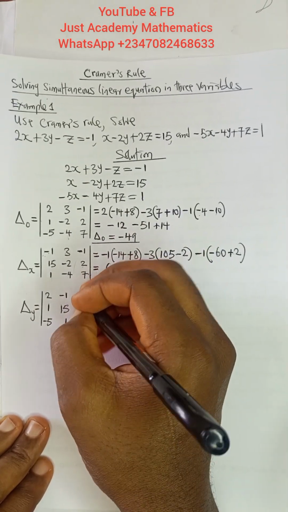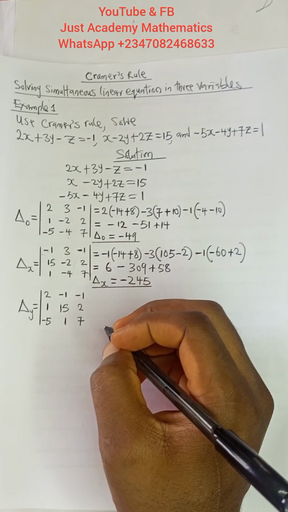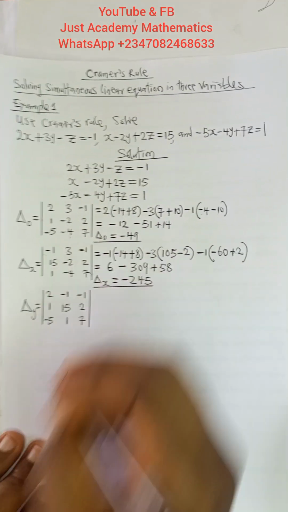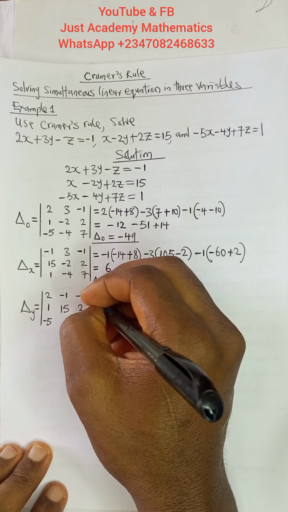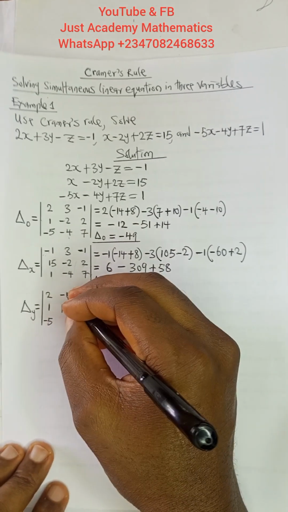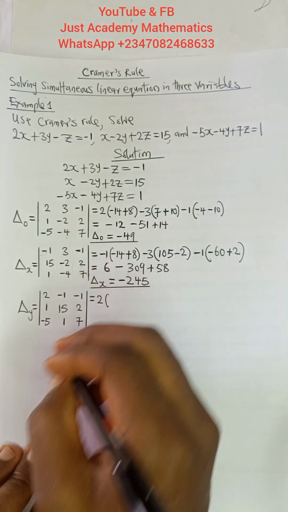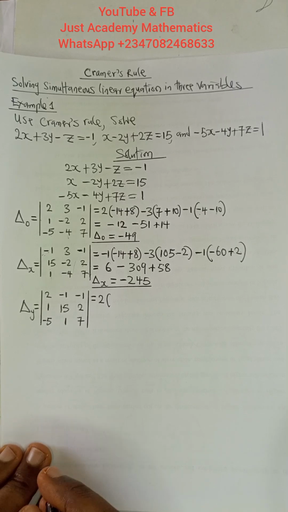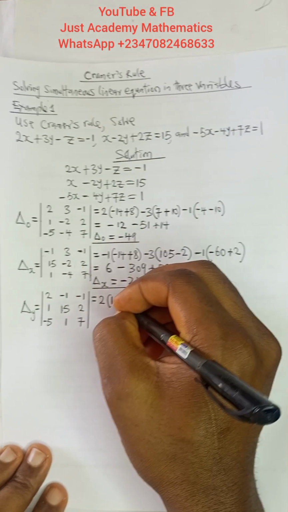Then we retain the z column, which is -1, 2, and 7. So this is change in y. The determinant of this gives us change in y. And of course, you should know what to do now. So we go again: plus minus plus. We start with 2 times what? This is out, this is out. Again, 15 times 7 will give us 105. Are you following? So we have 105 here.